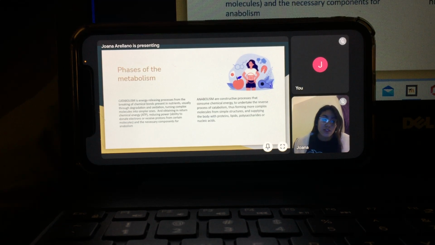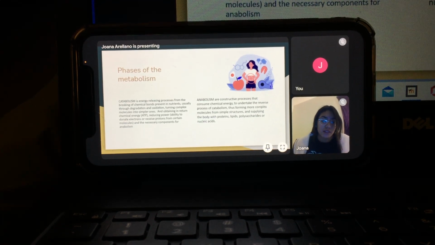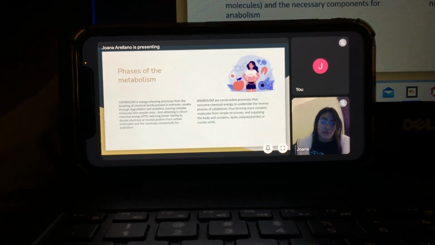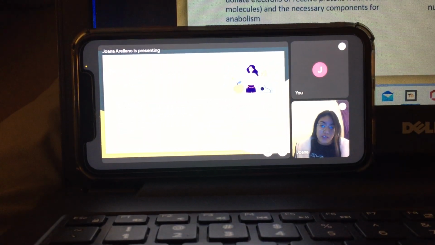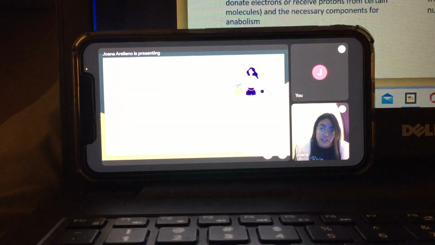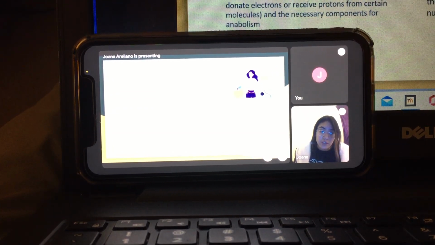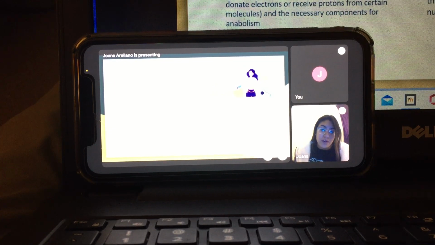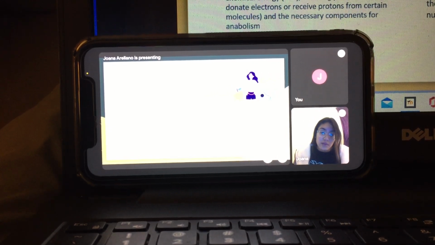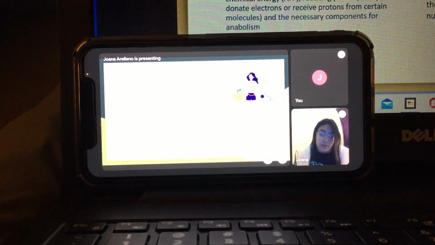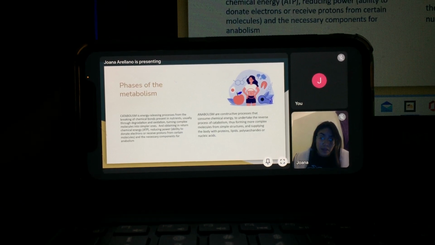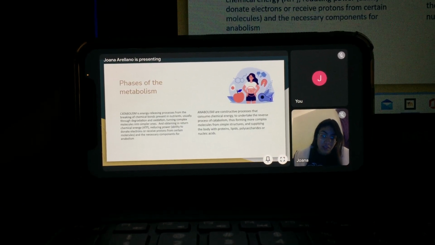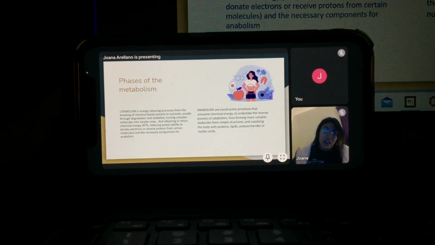And the second one is anabolism, that are constructive processes that consume chemical energy to undertake the reverse process of catabolism, forming more complex molecules from simple structures and supplying the body with proteins, lipids, or nucleic acids.